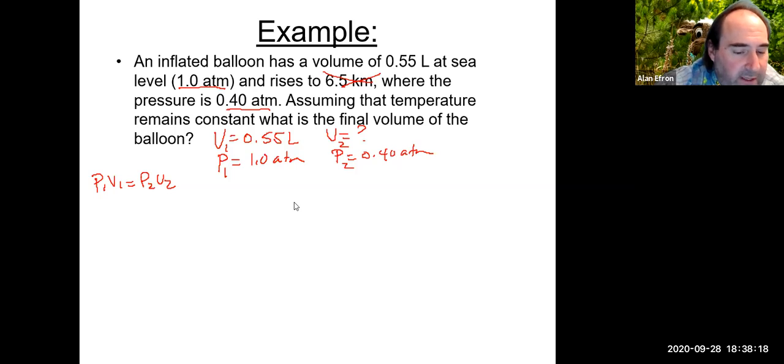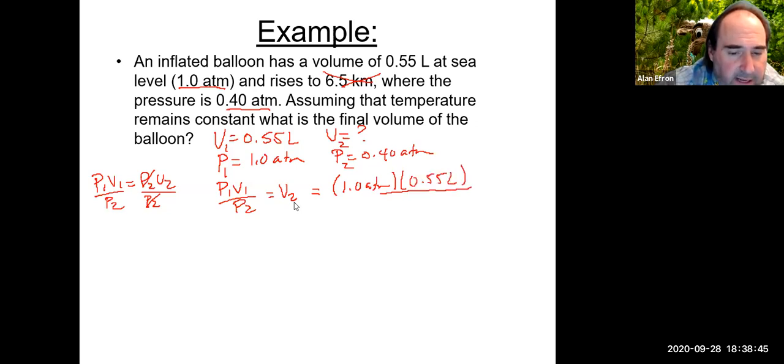So opposites when we go across an equal sign. So even though it's not a fraction, P2 V2 is like on top. So we're going to divide the P2 to the other side. Those guys are going to cancel. And that will give us P1 V1 over P2 equals V2. Putting in our numbers, P1 is 1 atmosphere, V1 is 0.55 liters, divided by our P2, which is 0.4 atmospheres. Atmospheres will cancel. It's going to leave us with liters, which is good because that's what we're looking for.